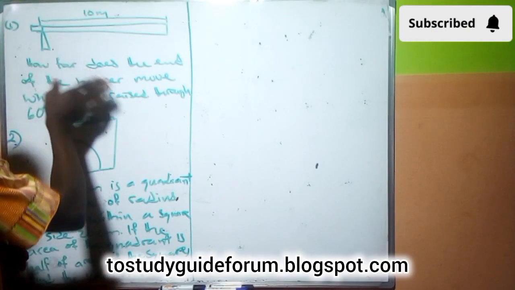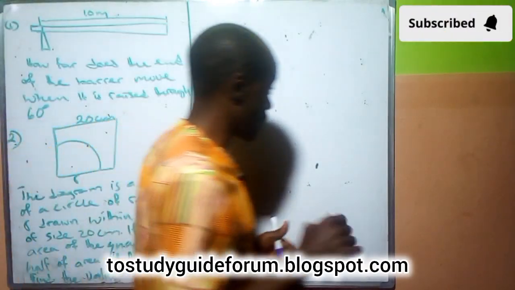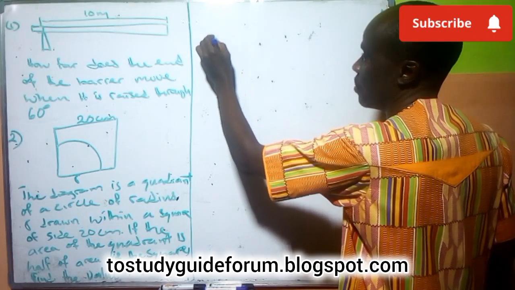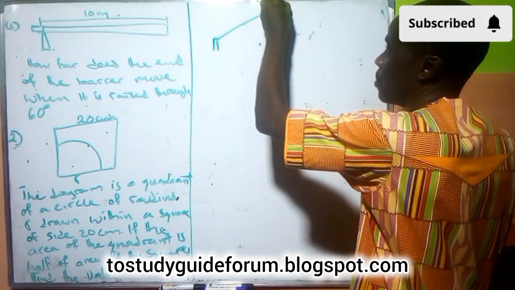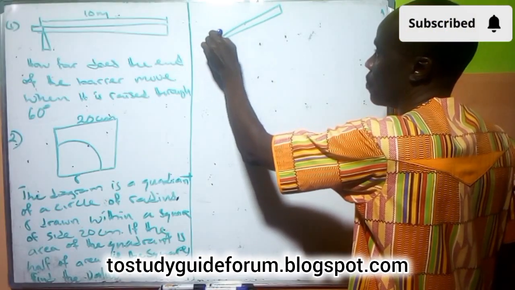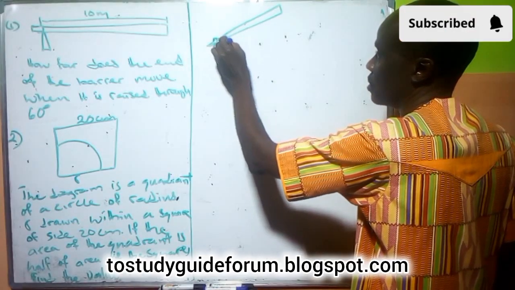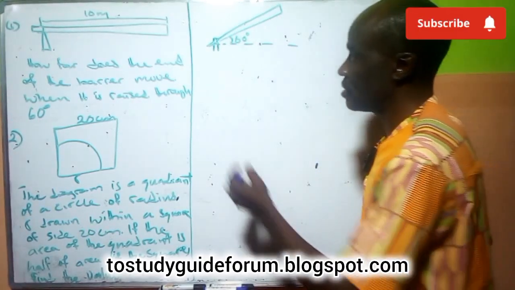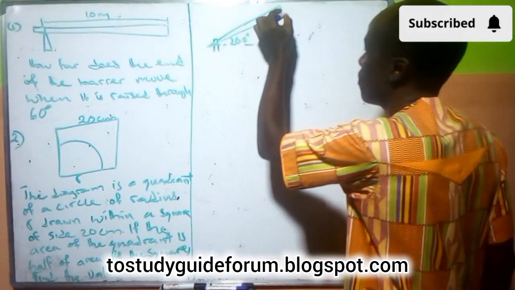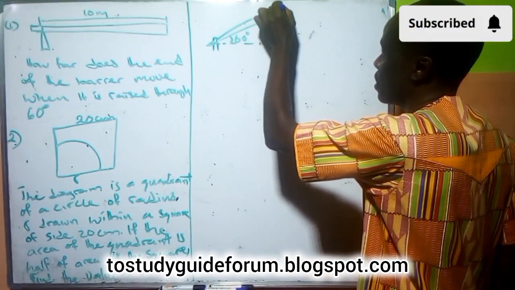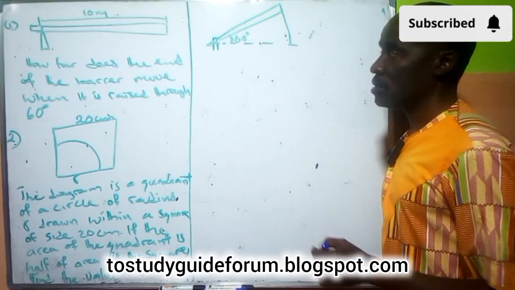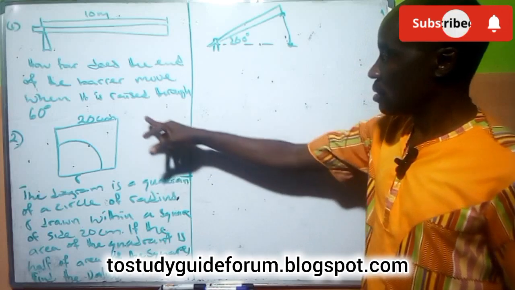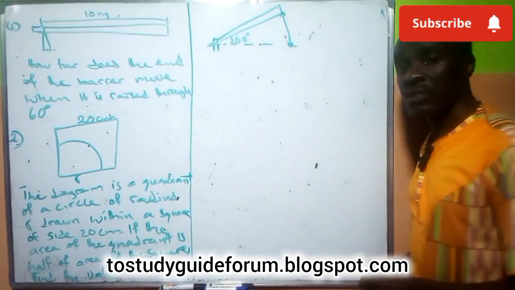Let's have a picture of what it's like to raise it through 60 degrees. From this point, we raise it up towards 60 degrees. This will be the angle with the horizontal. We're talking about the end. How far is it from that place down to this place? So it is raised through an angle of 60 degrees.